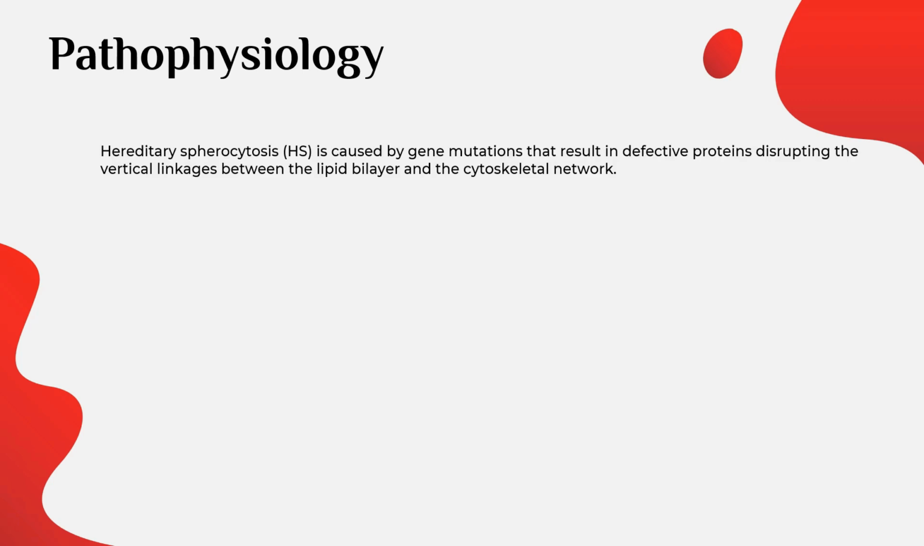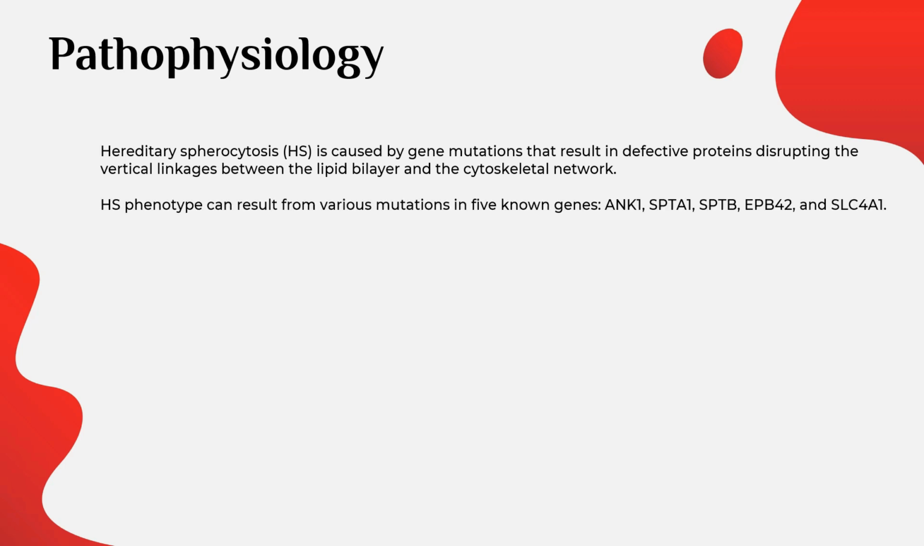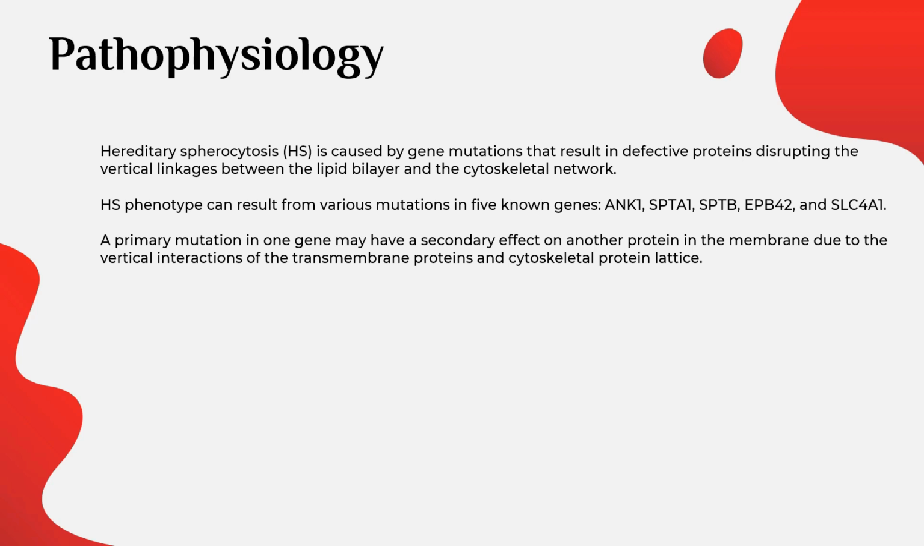Pathophysiology. Hereditary spherocytosis is caused by gene mutations that result in defective proteins disrupting the vertical linkages between the lipid bilayer and the cytoskeletal network. Hereditary spherocytosis phenotype can result from various mutations in 5 known genes. A primary mutation in one gene may have a secondary effect on another protein in the membrane due to the vertical interactions of the transmembrane proteins and cytoskeletal protein lattice.